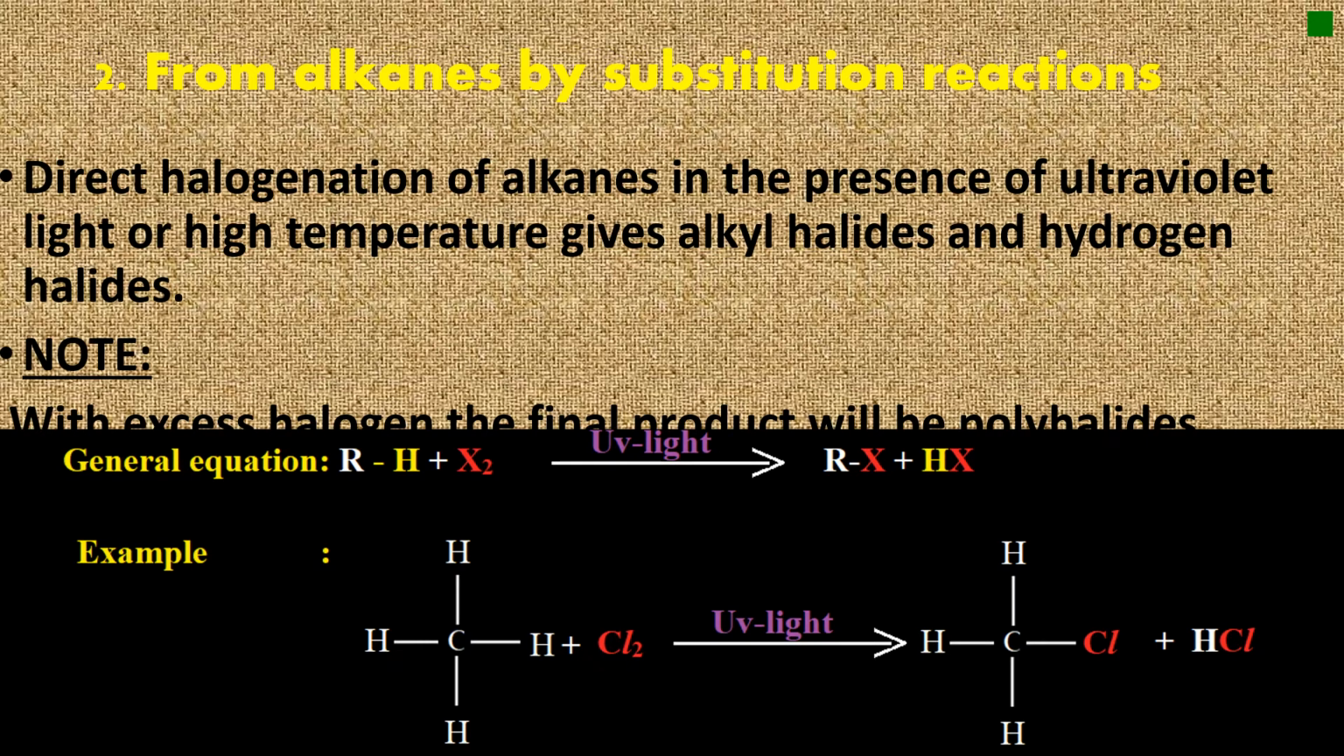The general equation is R, which is an alkyl group, H, plus X2, which is a halogen, under ultraviolet light. It gives RX plus HX. As an example, here we have methane reacting with chlorine under UV light, and it gives chloromethane plus hydrogen chloride. As you can see here, it is mono substitution because only one hydrogen has been replaced by one chlorine.